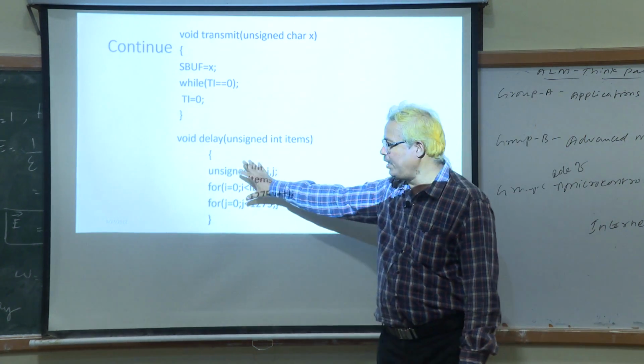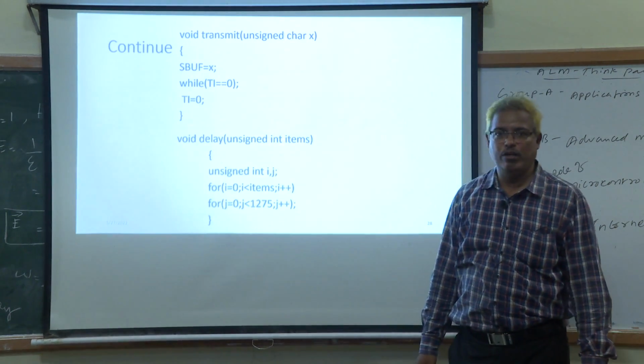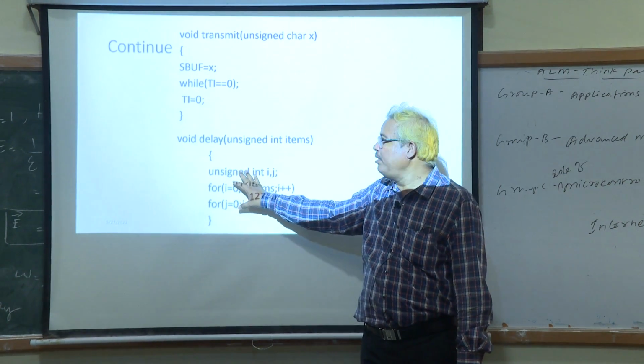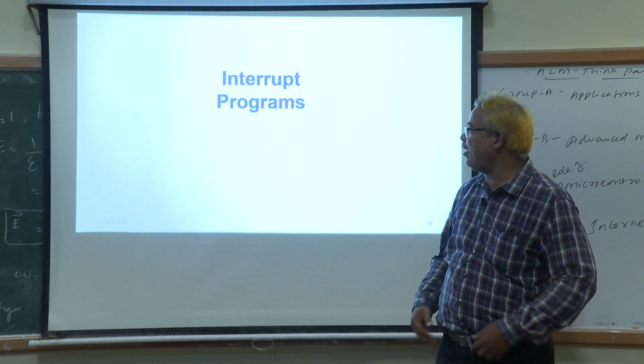So delay can be generated using a timer, or delay can be generated using empty loops. This may be an approximate delay only. So exact delay can be generated using a timer. We have already discussed this. Then, interrupt programming.